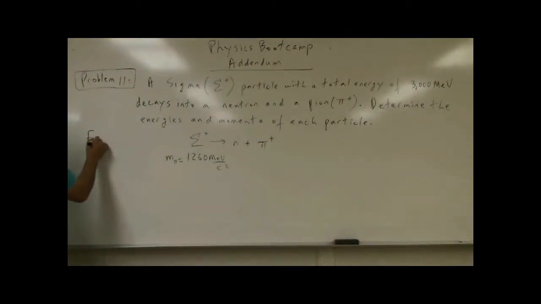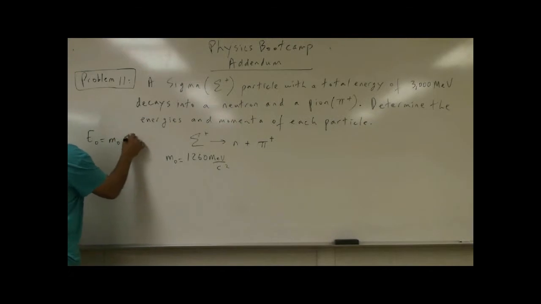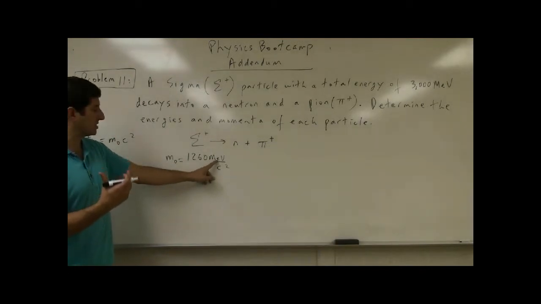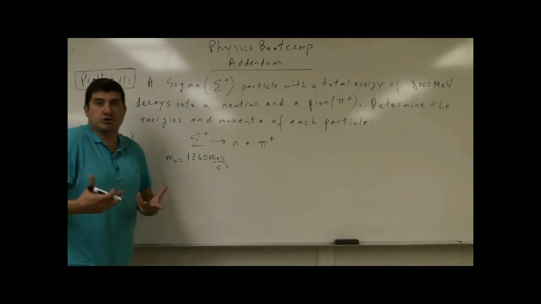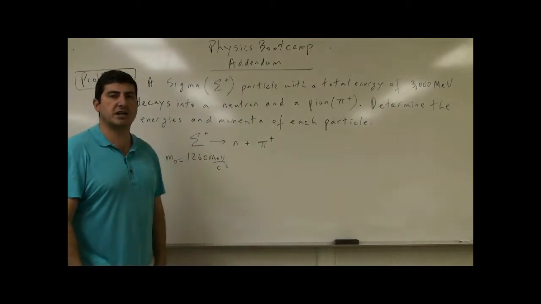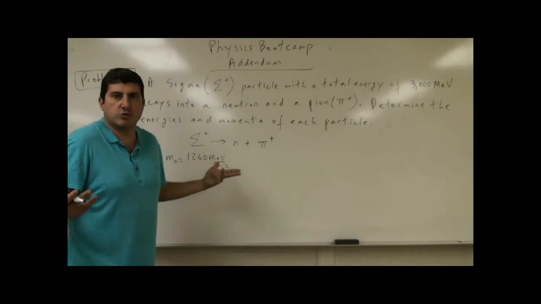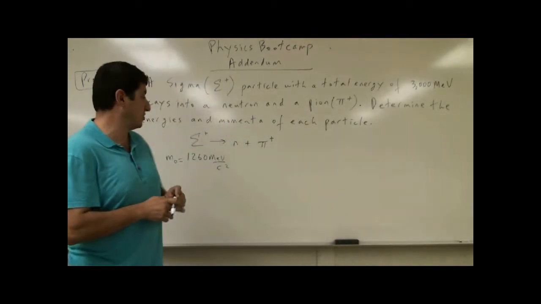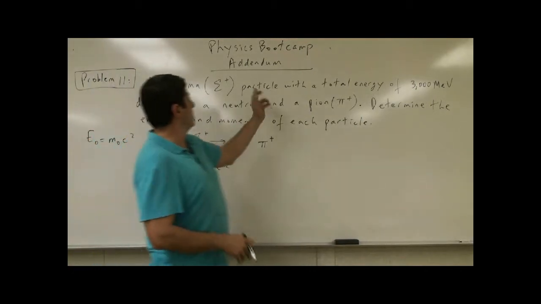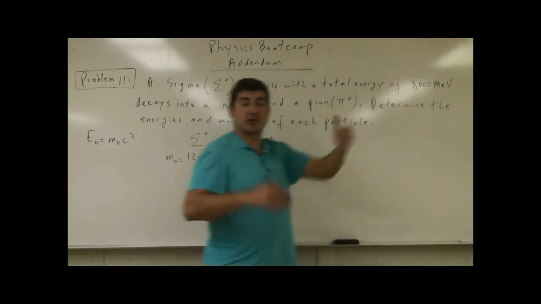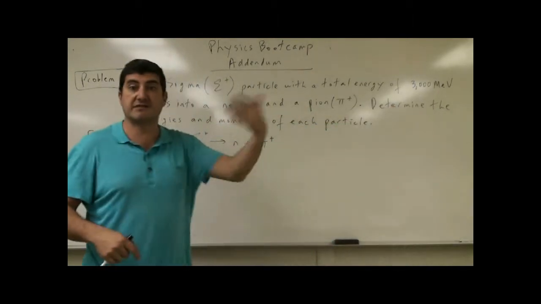Remember, I said E0 is equal to m0 c squared. So if I want to state the rest mass of something, I can state it in terms of how much energy it contains divided by c squared. I can also say the rest energy of the sigma is 1260 mega electron volts. Depending on the data table, they will either give the rest mass or the rest energy. Now, in this case, we see that it has a total energy of 3000 mega electron volts, so that means it is traveling with a certain velocity.